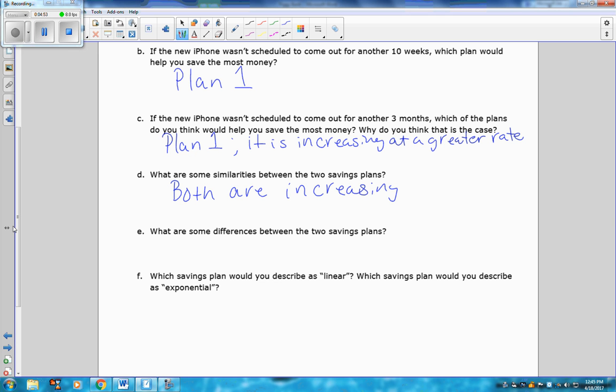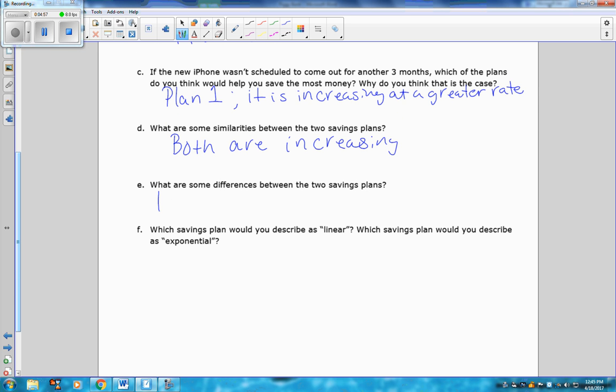Now, what are some differences in the two? Well, the main difference is that plan 1 is exponential. And I realize that I'm also answering the next question as I answer this one. And plan 2 is linear. Which savings plan would you describe as linear? Well, I just answered that. That would be plan 2, and plan 1 would be exponential.